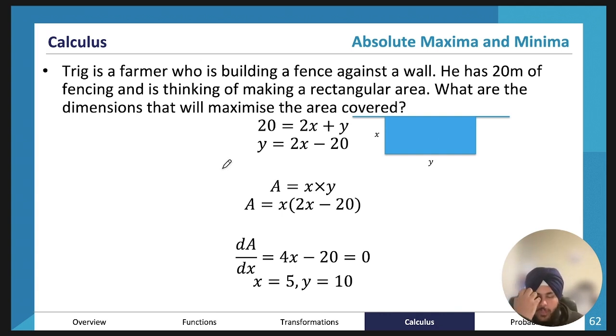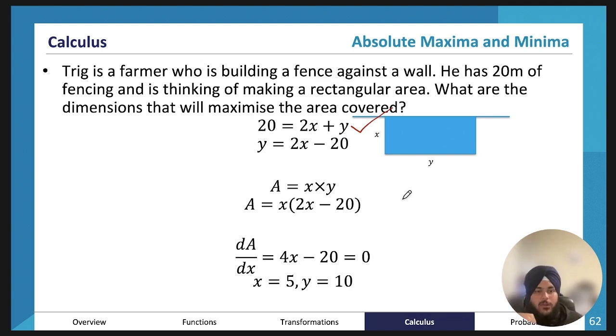The first equation that I can think of is 2x plus y equals 20, because the total fence used is going to be over here. You have x on this side, so x must be on this side as well, and we have y, just y. Therefore, 2x plus y is equal to 20. So this one is correct.